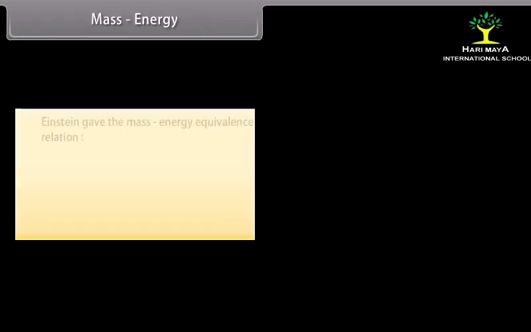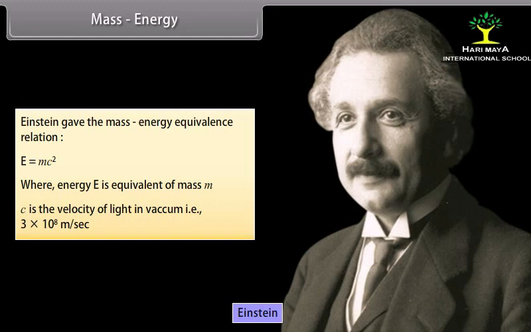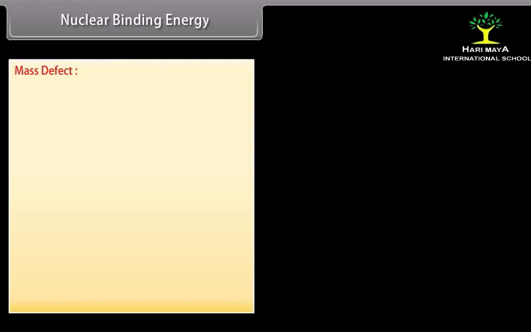Mass energy. Einstein gave the mass-energy equivalence relation: E = mc², where energy E is equivalent of mass m, and c is the velocity of light in vacuum, that is 3 × 10^8 meter per second.